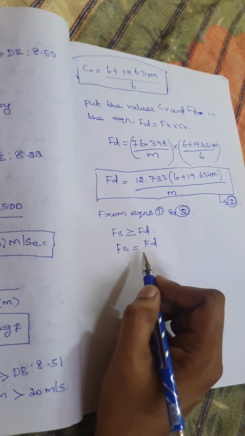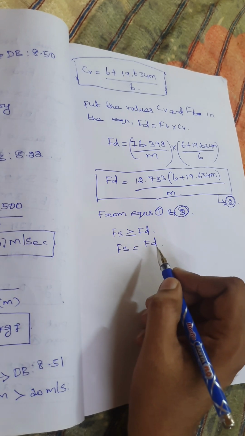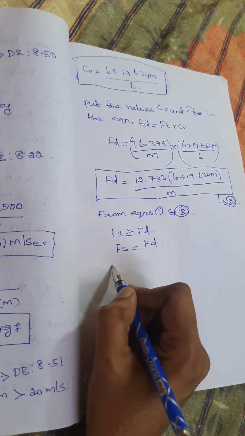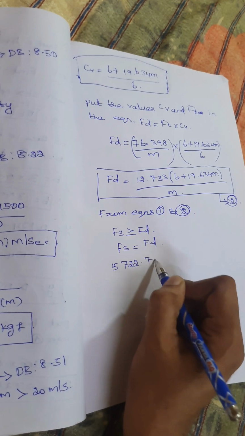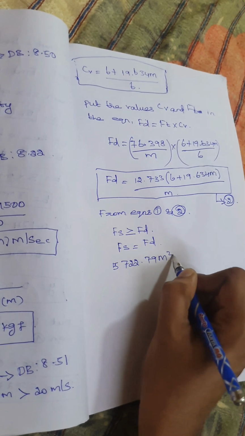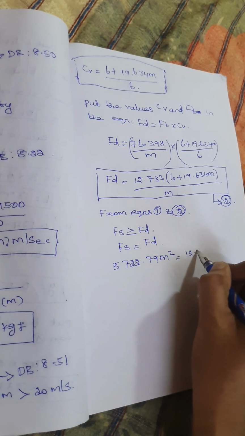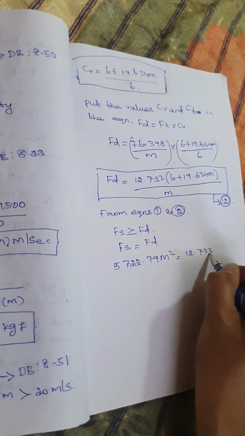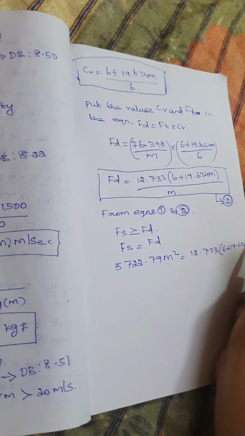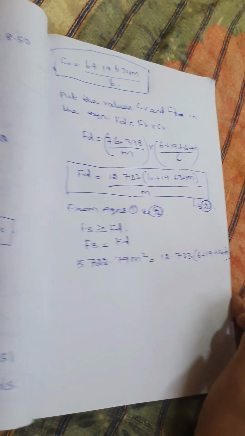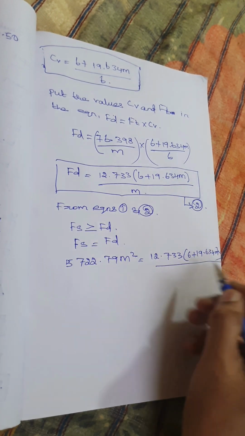For that we have to put the value of f of s and f of d. Here the f of s value is, as we found out earlier, 5722.79 m square. This m is nothing but the module. It is equal to 12.733 into 6 plus 19.634 m, divided by 6.